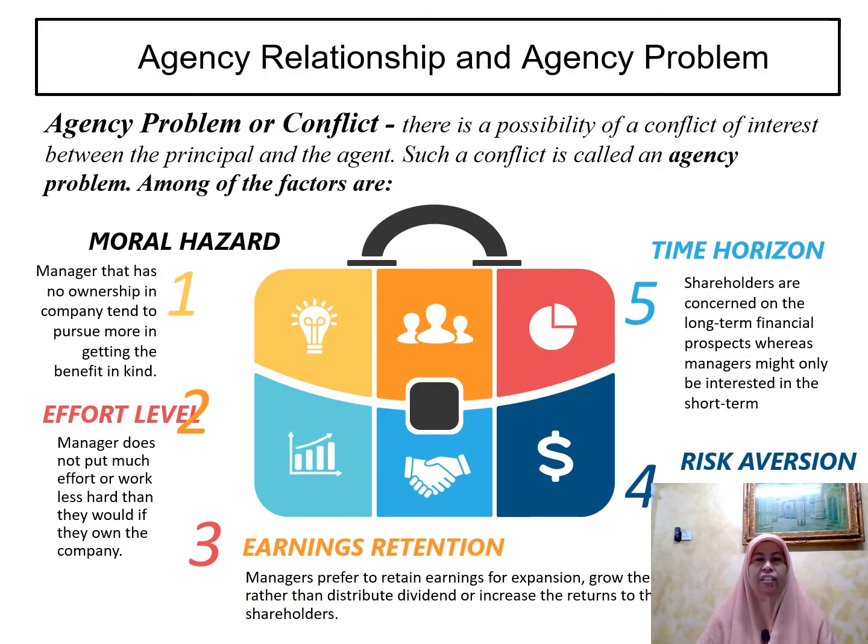Okay, so agency problems or conflict arise when there is a possibility that the managers or board of directors do not act in the best interest of the shareholders. There is a possibility of a conflict of interest between a principal and agent. Such a conflict, we call the agency problems. So what are the factors that contribute to the agency problem or conflict?